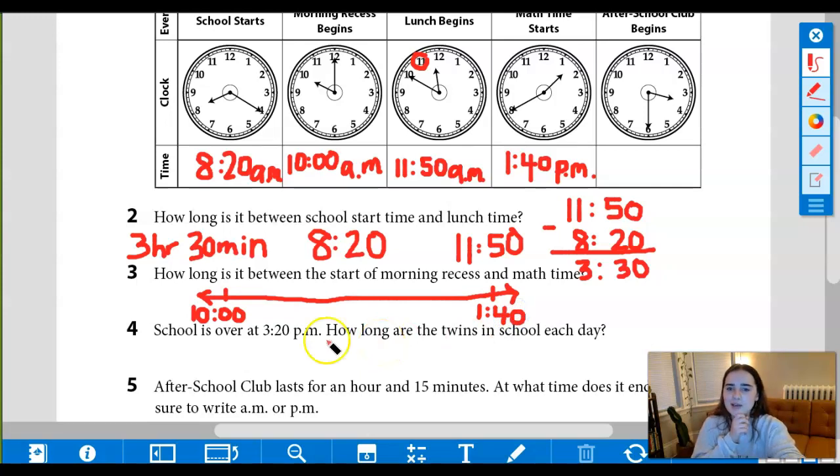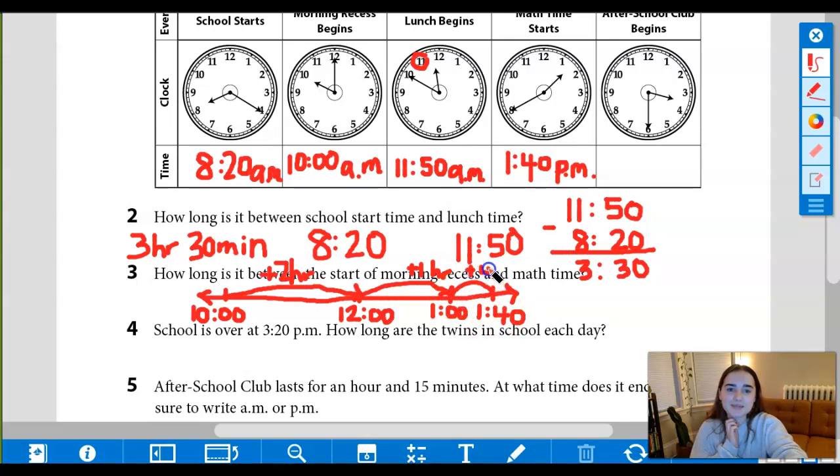All right, I know that it takes 2 hours to get from 10 o'clock to noon, to 12 o'clock p.m. So I'm going to first make a jump of 2 hours. When I jump 2 hours, I end up at noon, 12 o'clock. And from noon to 1, I know that's 1 hour. A little tight of a space to show your work here. I know that's 1 o'clock. And from 1 o'clock to 1:40, that's 40 minutes.